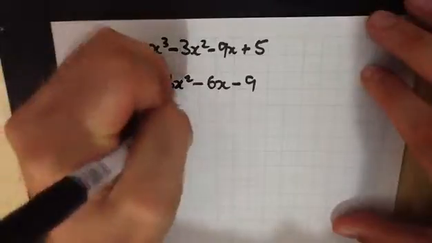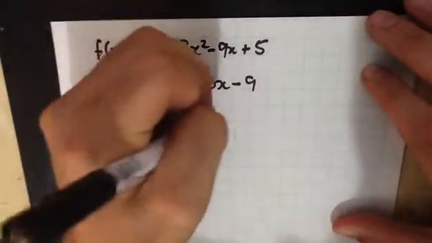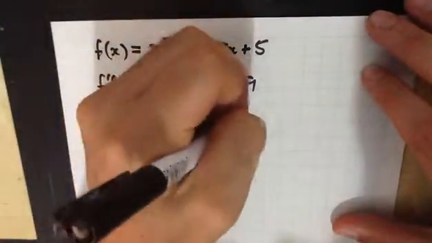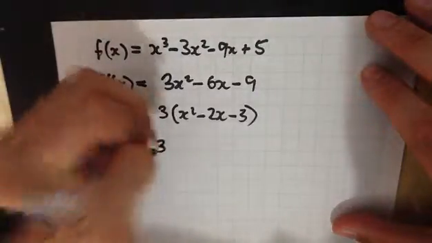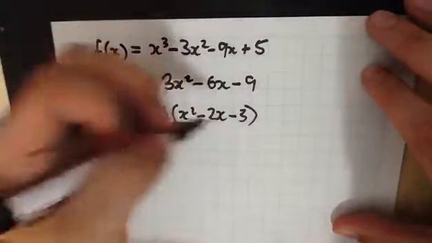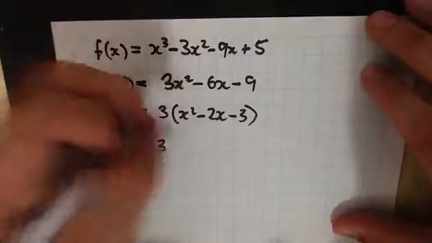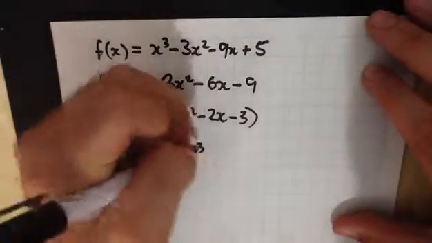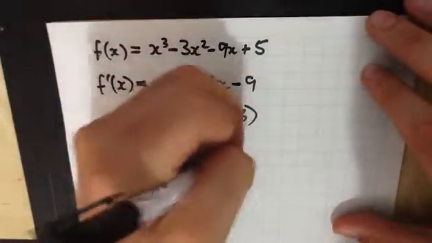So I'd take 3 out as a common factor. It leaves me with x squared minus 2x minus 3. And if I factorize this, the factors of negative 3 that add to negative 2 would be negative 3 and 1. So it'd be 3(x take 3)(x plus 1).